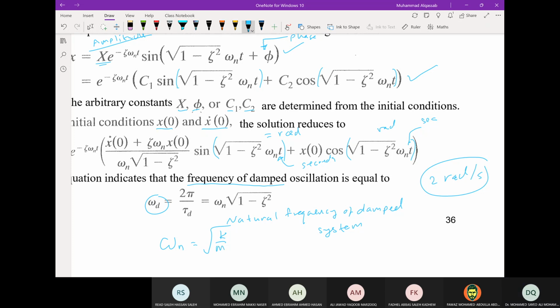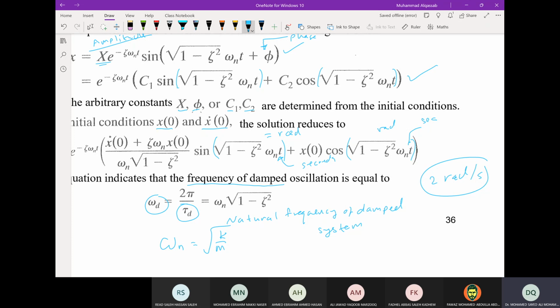And zeta here is less than 1. What is tau d? Tau d is the period of oscillation of the damped system. There is tau n, which is the period of oscillation of the undamped system, and here we can see there is tau d, which is the period of oscillation of the damped system. Again, if the time is given, say the period of oscillation is 1.2 seconds, I have to know the value of zeta to say whether this is undamped, overdamped or underdamped.